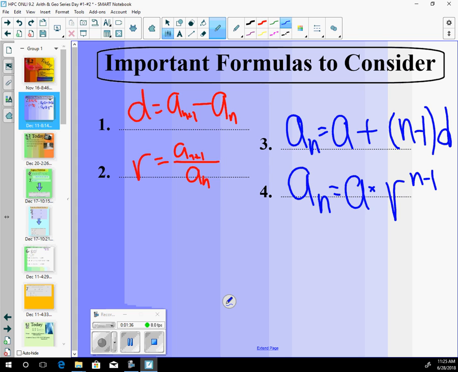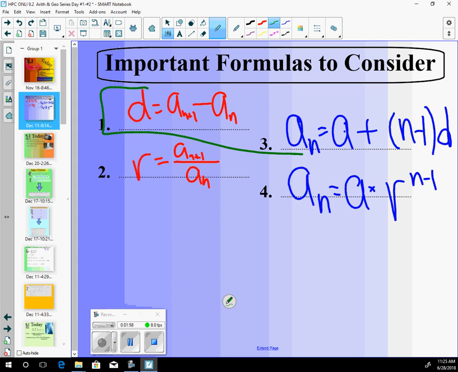Because for arithmetic, we started with a and we added differences minus 1 because we didn't add to the first one. For geometric, we took the first term and we multiplied by the ratio every number term we have minus 1 because we didn't do the first one. So those are the 4 that we have so far.